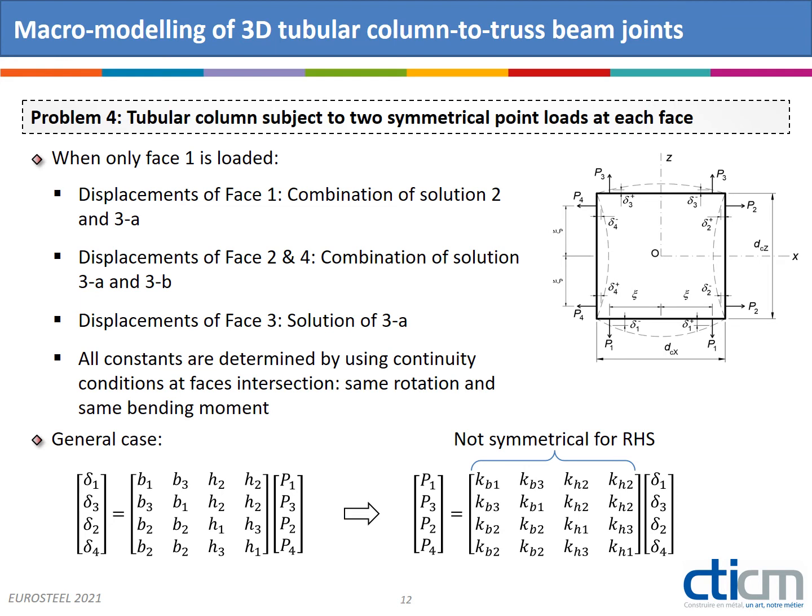In the same way, the displacement of the column faces is determined when only one other face is loaded. All the obtained results may now be represented in matrix form. By inverting this equation, we obtain the relation between applied forces and the displacement of the column faces. The stiffness matrix is symmetrical only for a column of a square hollow section, but not for a rectangular hollow section.